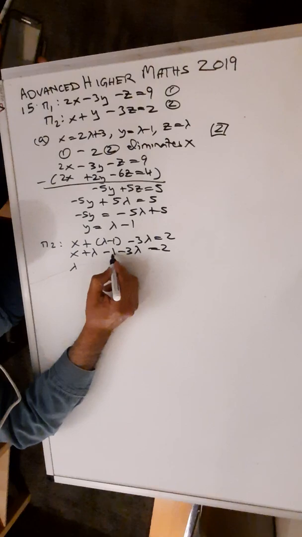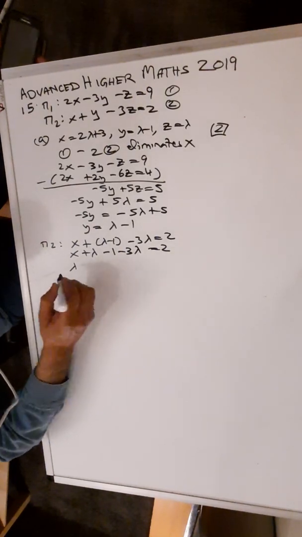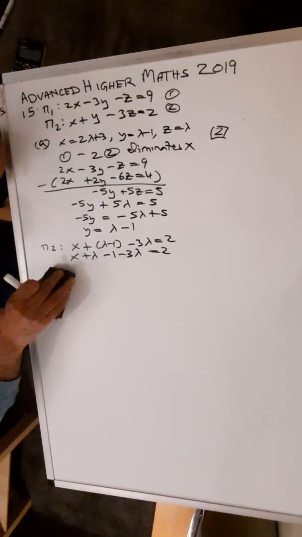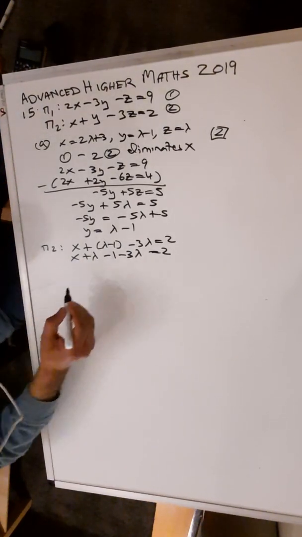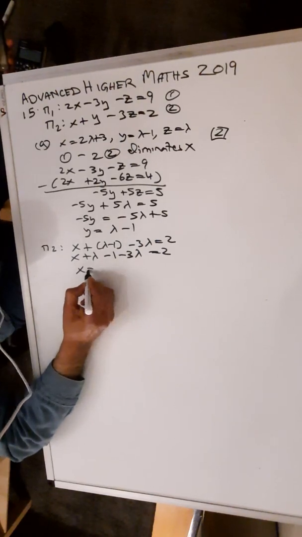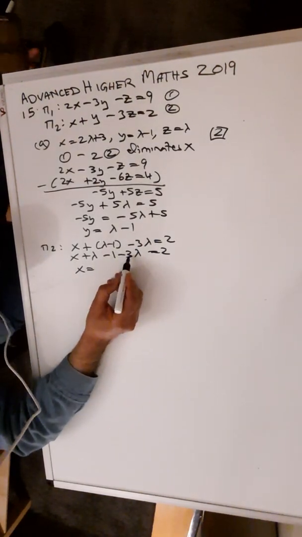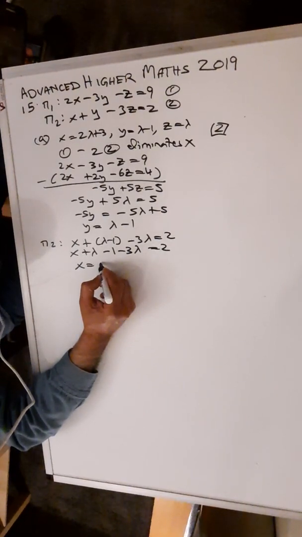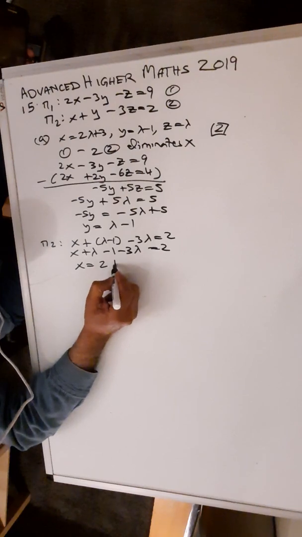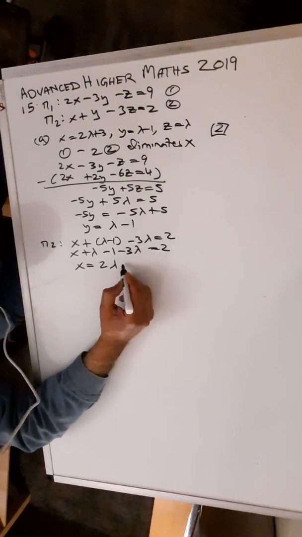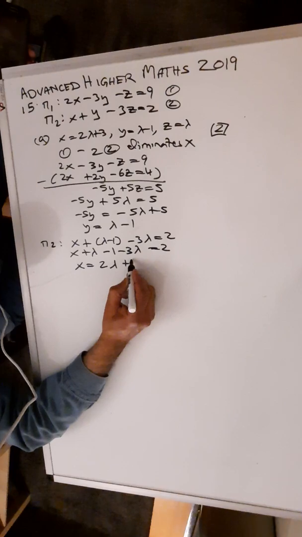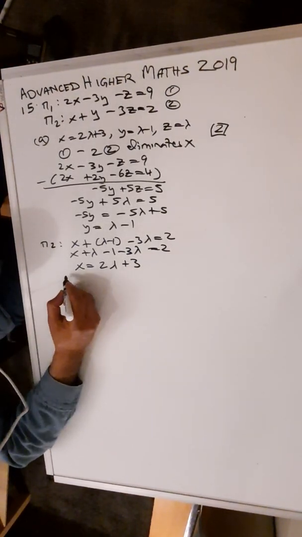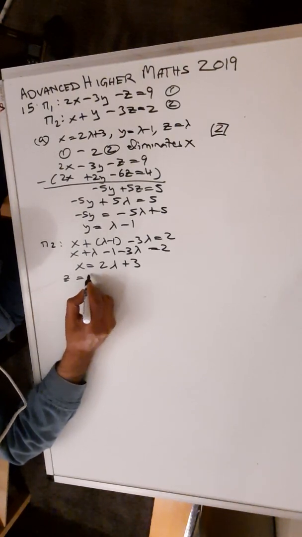X, you take the 1 to the other side, that adds on to the 2 to give you a 3. So x is equal to lambda minus 3 lambda, which is minus 2 lambda. Take the minus 2 lambda to the other side, that gives you plus 2 lambda. And taking the minus 1 over gives you plus 2 plus 1 is 3. So that is x. And z is the floating variable, so z is lambda.